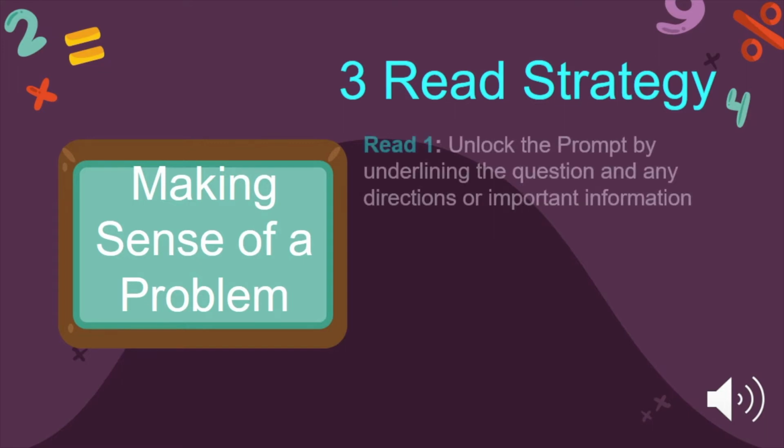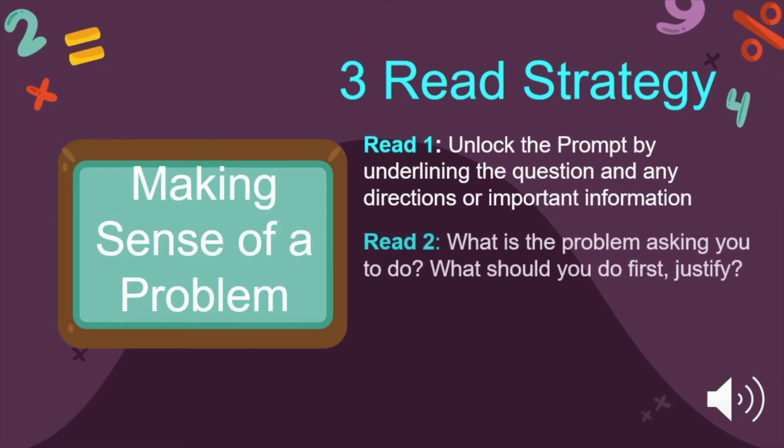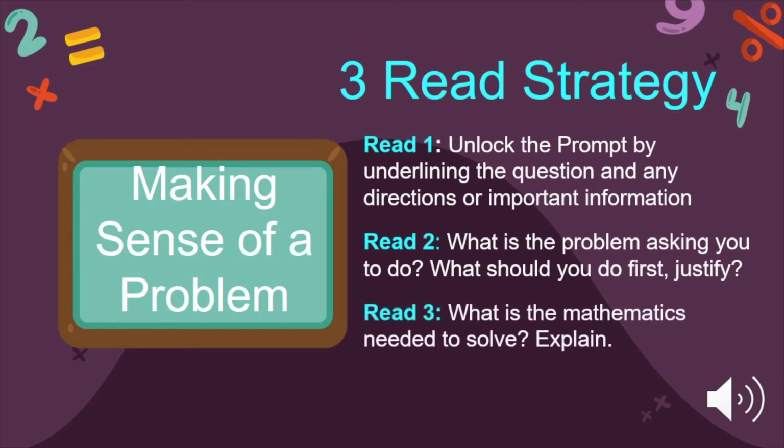During the first read, you have to unlock the prompt by underlining the question and any directions or important information. In the second read, you have to determine what the problem is asking you to do, and you have to be able to state what you should do first and be able to justify. For the last read, you will determine what mathematics is needed to solve this problem, and you should be able to explain. Are you ready to give it a go?